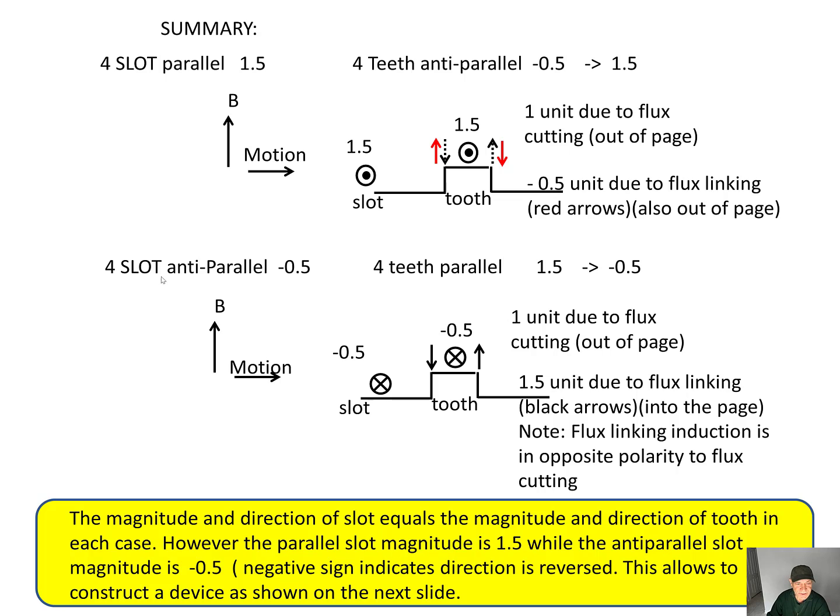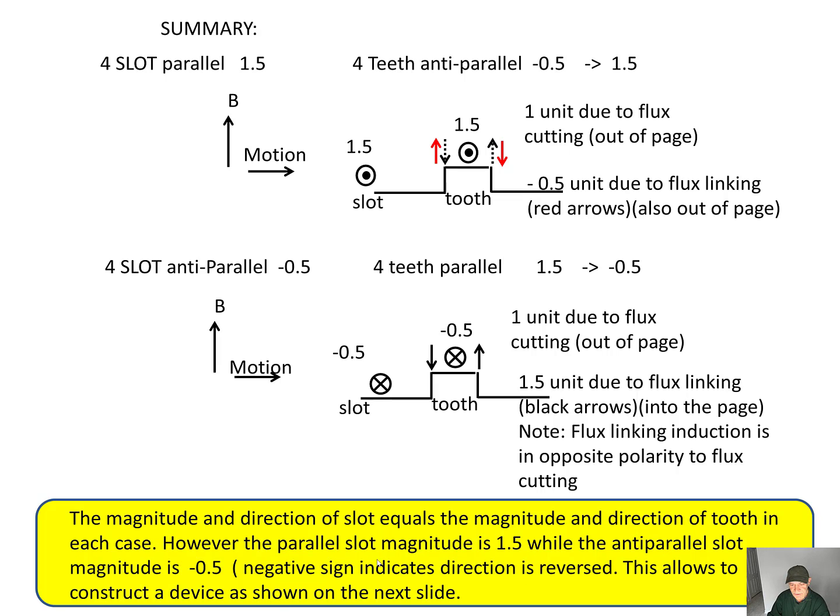So for the case of 4 slots anti-parallel, on the slot it's calculated to be minus 0.5, but also on the teeth it will be minus 0.5. 1 unit due to flux cutting, out of page, 1.5 units due to flux linking, black arrows, into the page. Note the flux linking induction is in opposite polarity to the flux cutting. So both are now into the page, but also both are at 0.5.